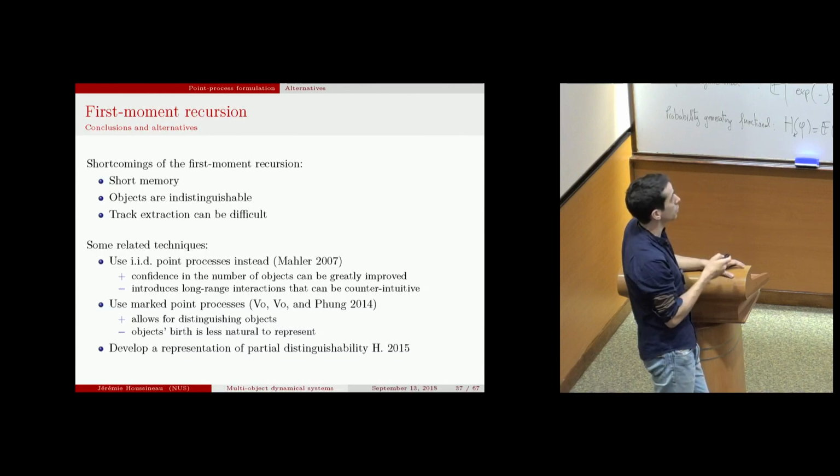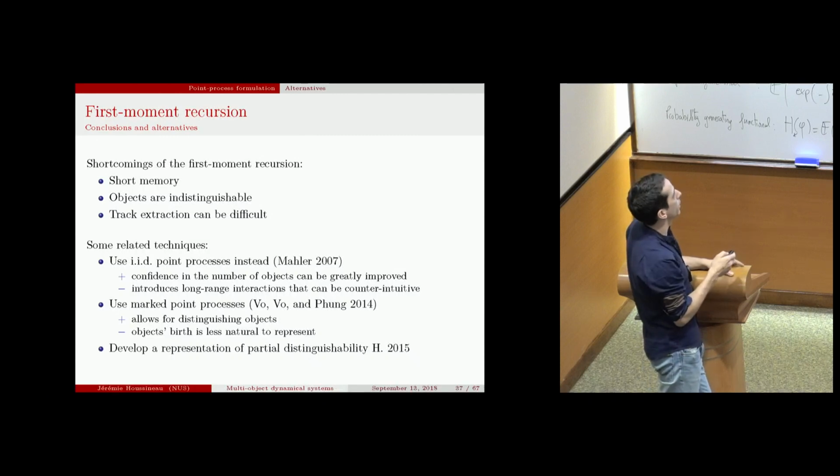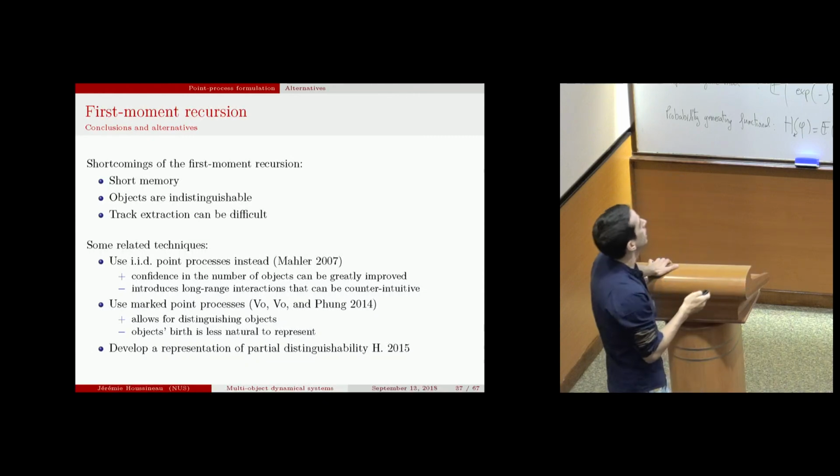So that's good because this doesn't happen. If you say, I know for sure there's one target at the second time step, you also know for sure there's one target, because you propagate the information. But it also has some disadvantages. I'm not going to go through it too much because I'm running a bit out of time.